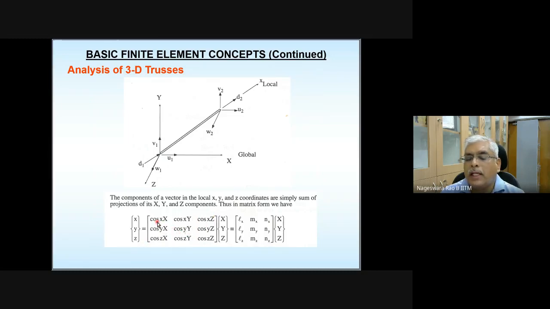Here you can see it is clearly written. This component is the cosine of the angle between small x-axis and capital X-axis. This is the cosine of the angle between small x-axis and capital Y-axis. This component is the cosine of the angle between small x-axis and capital Z-axis. Similarly, you can see the other rows also.